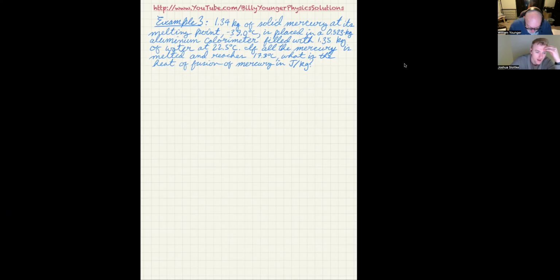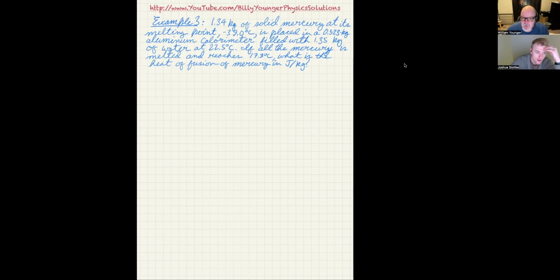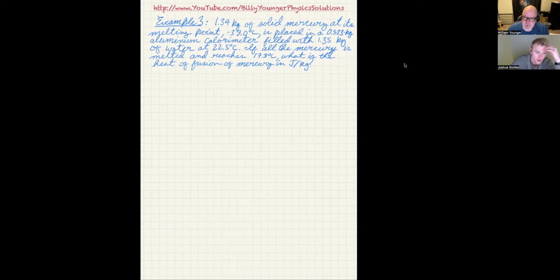1.35 kilograms of water at 22.5 degrees Celsius. If all the mercury is melted and reaches 17.3 degrees Celsius, what is the heat of fusion of mercury in joules per kilogram? So this is one where we could try to experimentally determine the heat of fusion. Again, I'm going to set it up such that one thing is the hotter object and therefore is giving off heat or losing heat, and then the other thing is the colder object and it's gaining heat. So you could also call it Q loss and Q gain.